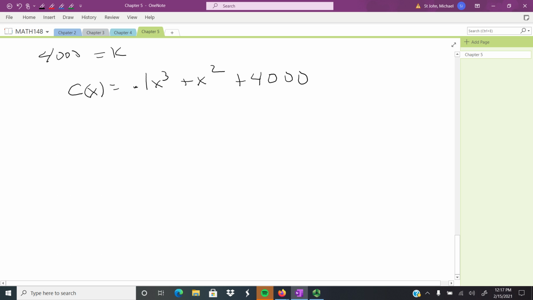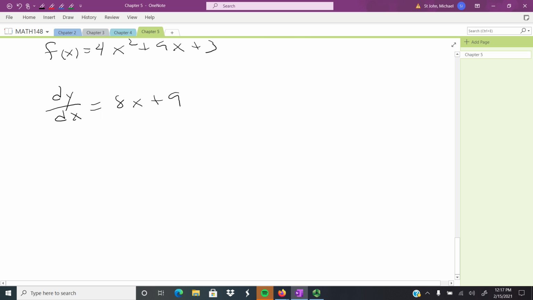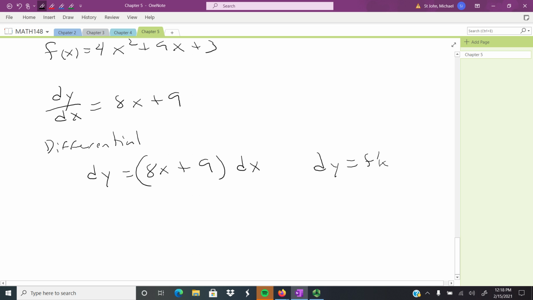So we had derivatives. So let's say we start out with f of x equals 4x squared plus 9x plus 3. Then my derivative is going to be 8x plus 9. And then we can get to the thing called the differential. And so the differential is just dy is going to equal 8x plus 9 times dx. So that's basically what makes the differential. Okay, so basically then in general terms, dy is going to equal f prime of x dx. Right?